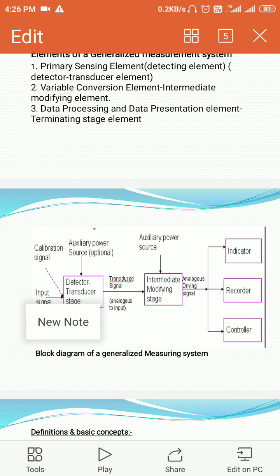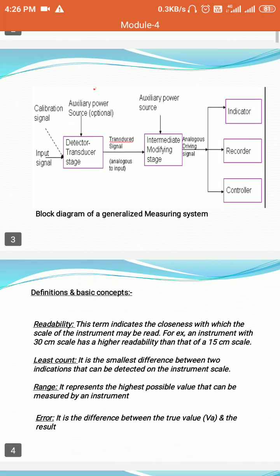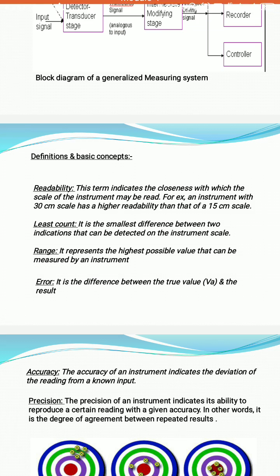Correct. So in short, the generalized concept consists of three stages, which I have already explained to you, and I have also sent the PPT notes. So if you see the generalized system, then the next part that we are going to study is the different performance characteristics of a measurement system. So one by one it is displayed here.